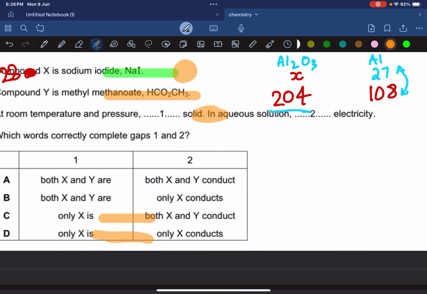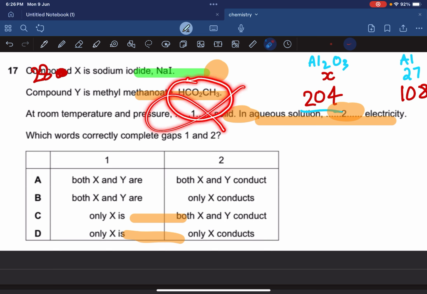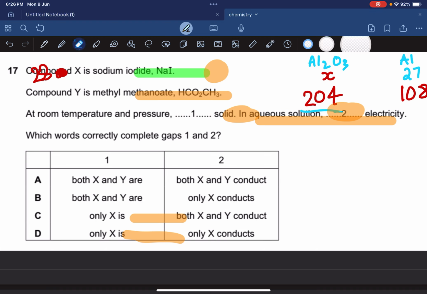In aqueous solution, which conducts electricity? What do you guys think? In aqueous solution, ionic compounds for sure conduct electricity. But what do you guys think about the ester? Are esters going to conduct electricity? No, they're not going to conduct electricity. Why? Because esters are organic compounds. They don't ionize in aqueous solution. So it's going to be only X. Only X and only X, which makes option D the correct one.